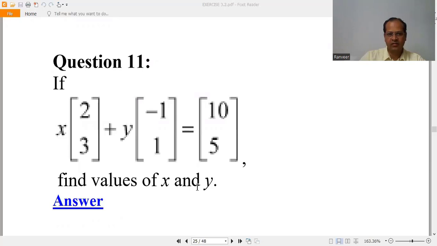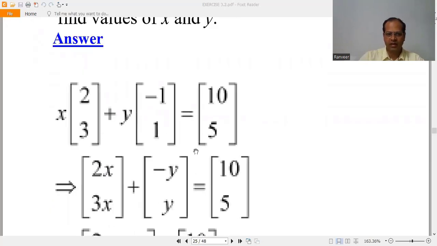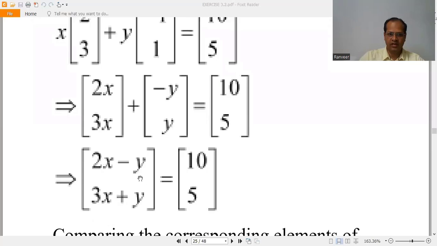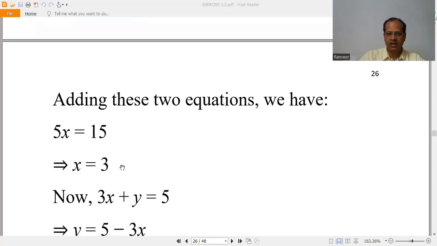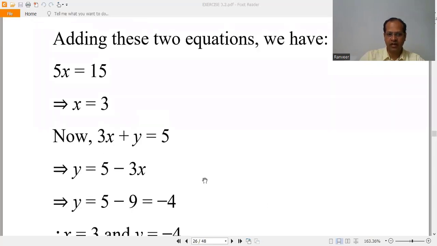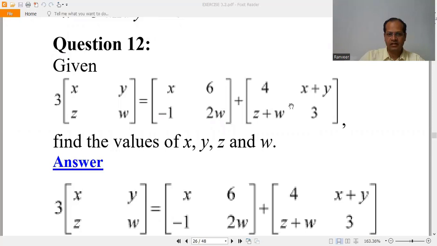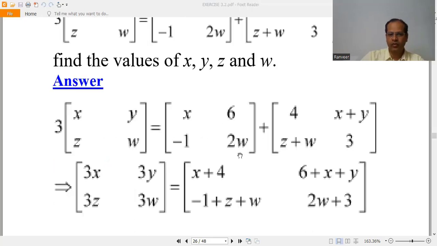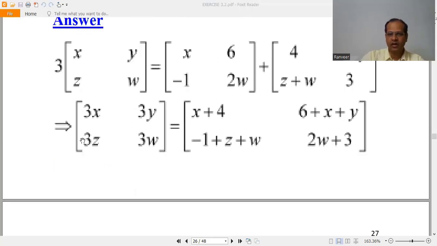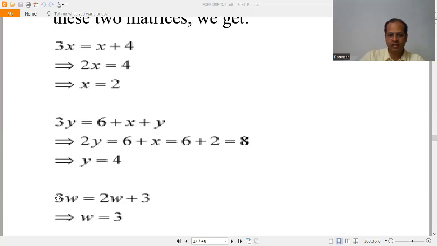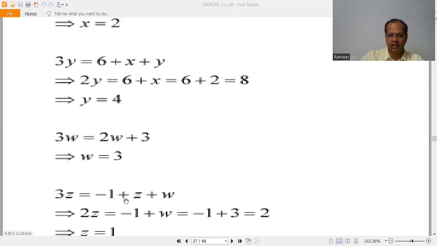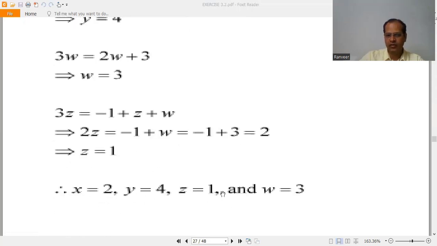These are all the same question, so I'm just showing you, and you can match your answer. 2x minus y equal to 10, 3x plus y equal to 5, these are two linear equations, and we get the values of x and y. This is the value. Find x, y, z, w: multiply by 3, add the right hand side, both values you have to add and equate, corresponding element to element. 3x, 3y, this is the value, 3w, 3z equal to this, and you can find x, y, z, and w.